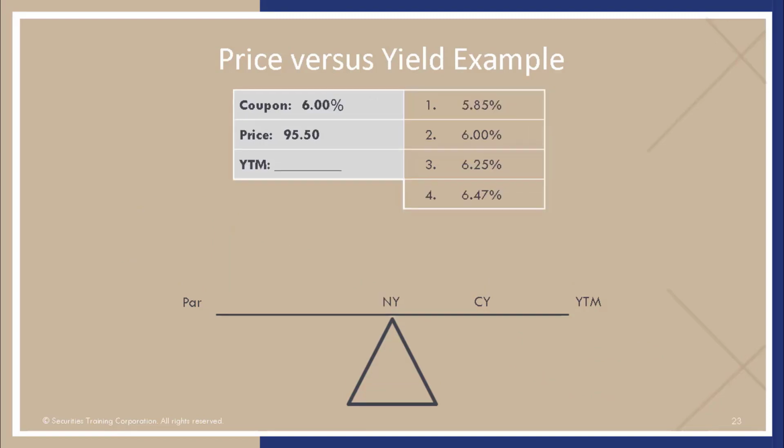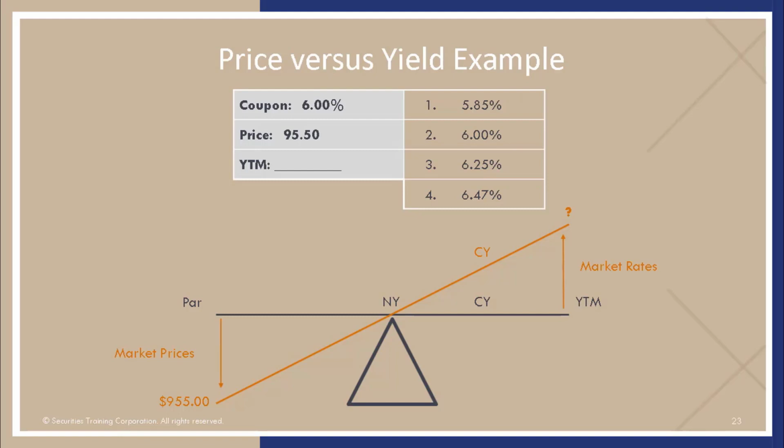Let's look at that. We have here a coupon rate of 6%, a price of 95.50, and we're asked to find the yield to maturity, and we're given four choices: 5.85%, 6%, 6.25%, or 6.47%. Let's go back and do the same example. Well, we know the market price is below par value. Again, 95.50 equals 95.50% of par, or $955.